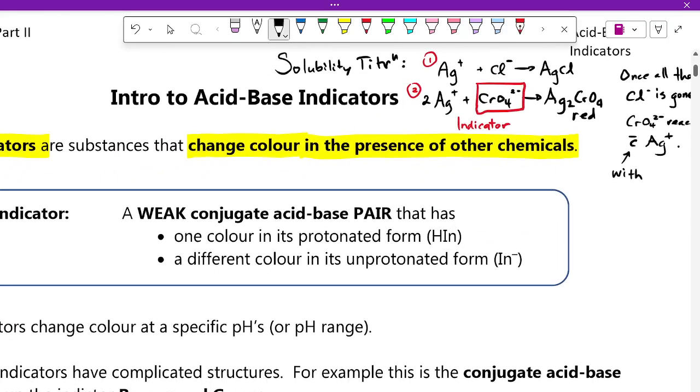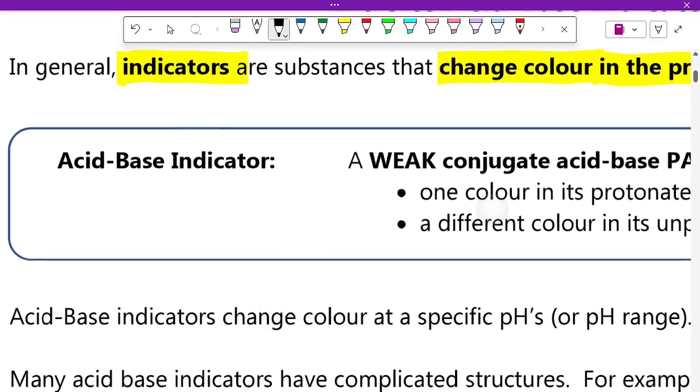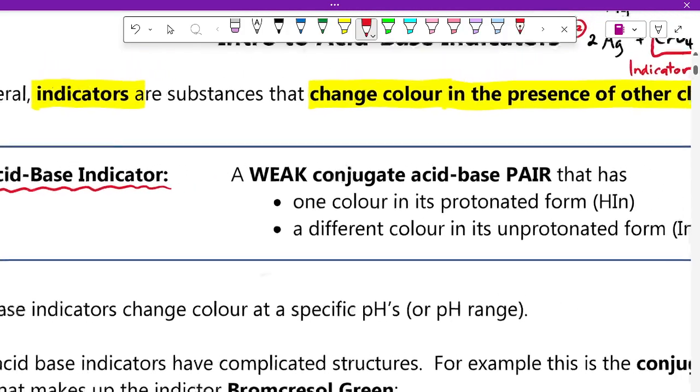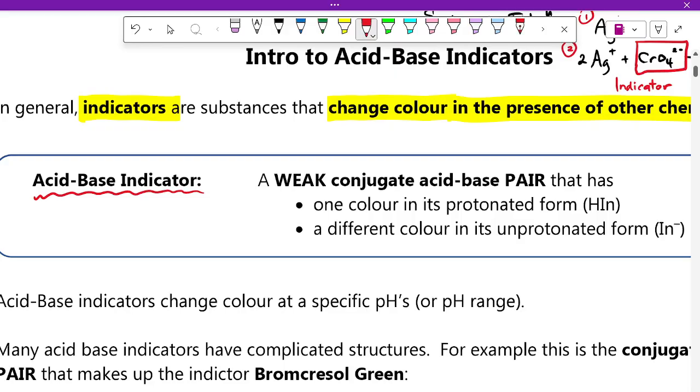Now, in this unit, we will be focusing on acid-base indicators. And acid-base indicators are something very particular. An acid-base indicator will change color in the presence of an acid or the presence of a base. And it does that because it is made of a weak conjugate acid-base pair. And it is a pair. So an acid-base indicator is two species together.